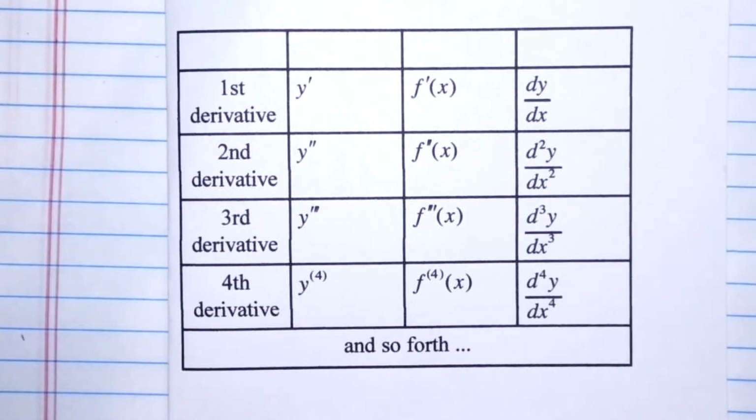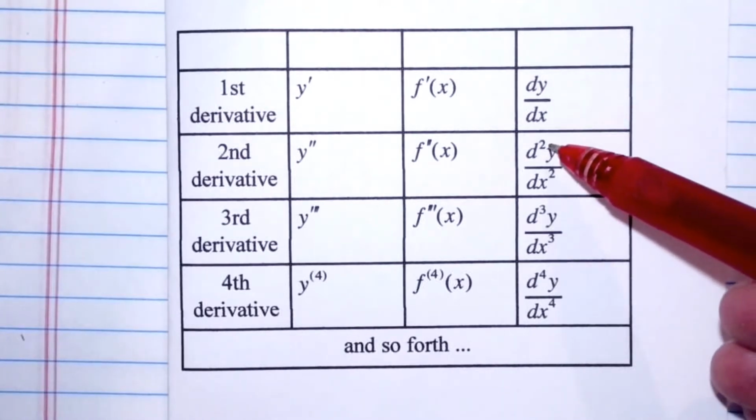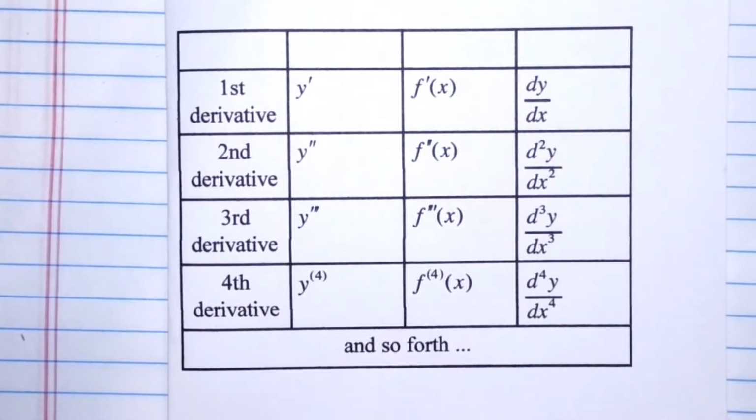The first derivative of y is denoted dy dx, as we've already mentioned. The second derivative is d squared y over dx squared, and then the order of the derivative is indicated by the superscript on the y in the numerator and the x in the denominator.